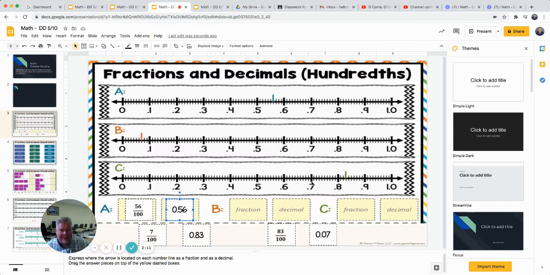Part C, it's a little more than 8/10, isn't it? A little more than 80 hundredths. So I'll let you find that. Just put the cards on the pictures right here.